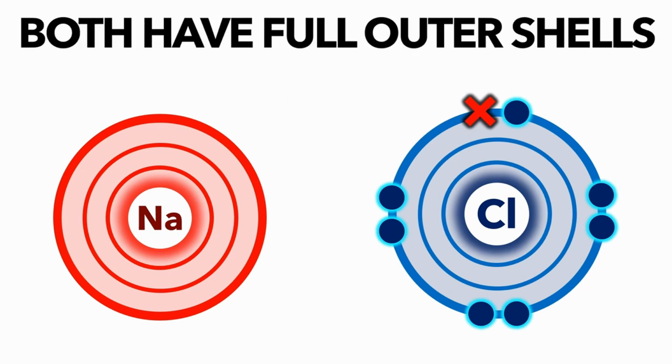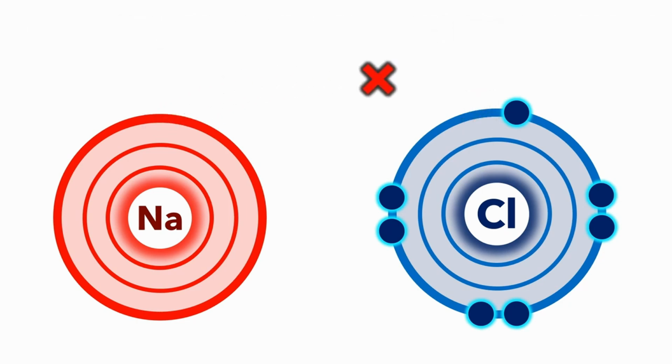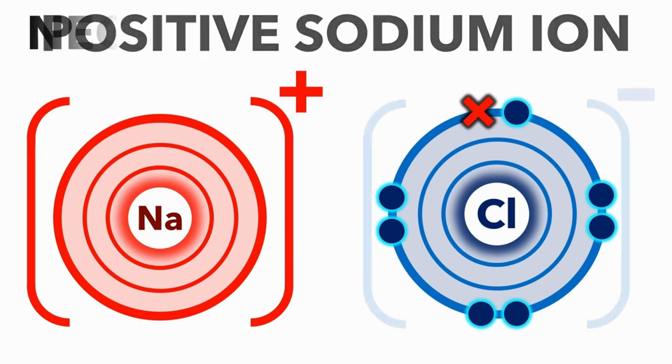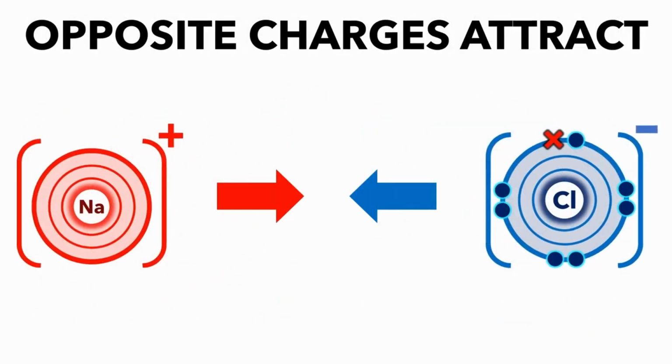But where does the ionic bond come from? Both atoms were neutral, but after trading the electrons, the sodium is now a positive ion and the chlorine is now a negative ion. The oppositely charged ions attract, causing the ionic bond.